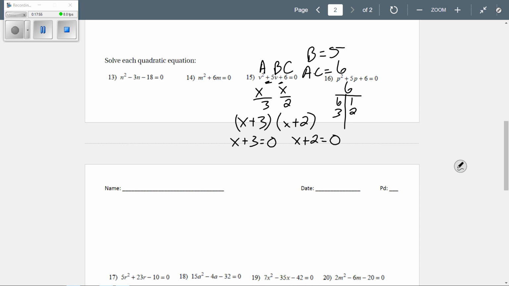All right, and then the way we solve for x is get it by itself. Minus 3 on both sides, x equals -3, and then minus 2 on both sides, x equals -2. So our final answer is -3, comma, -2, and then our weird little brackets, and that's it.